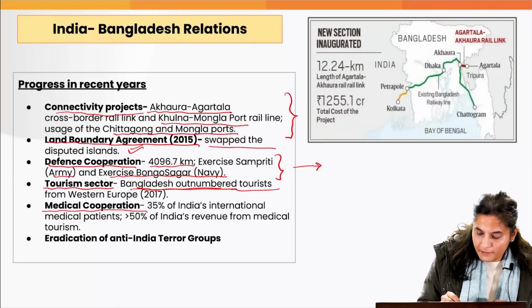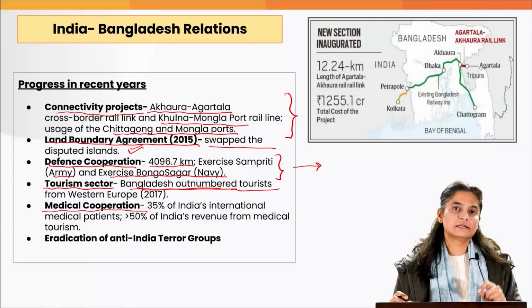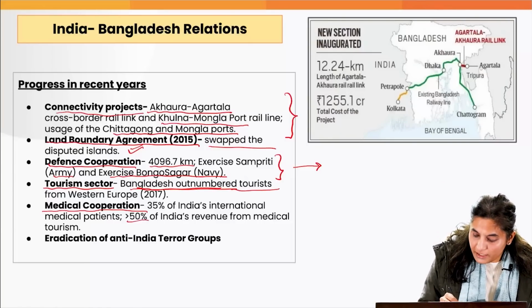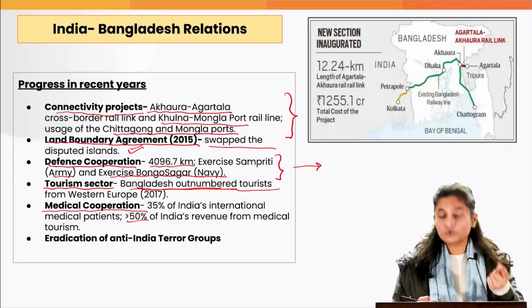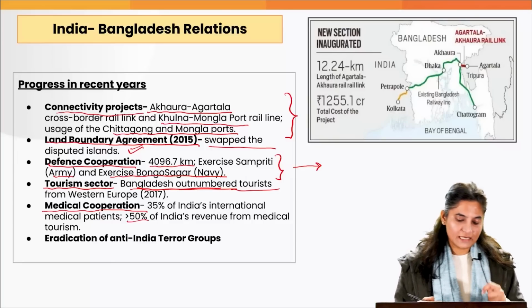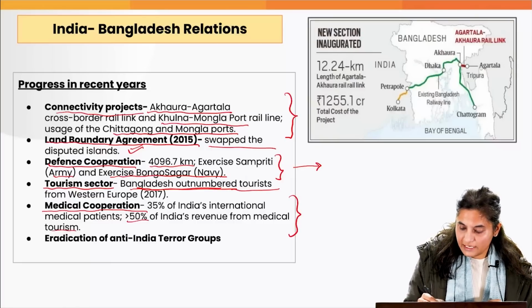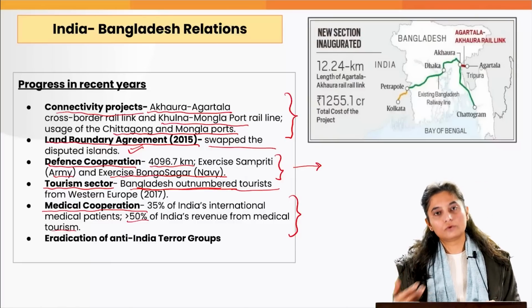Second, if we compare medical cooperation, 35% of India's international medical tourists are coming from Bangladesh, and in fact more than 50% of India's medical tourism revenue that we are generating is actually from Bangladesh. So this gives you an idea of the level of cooperation that we have at the level of medical tourism or medical cooperation.